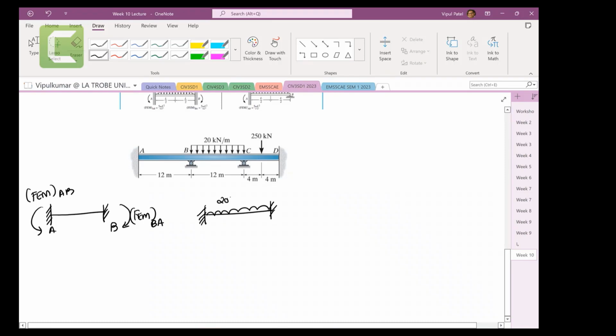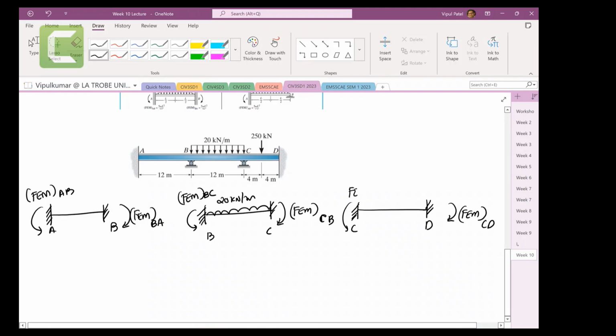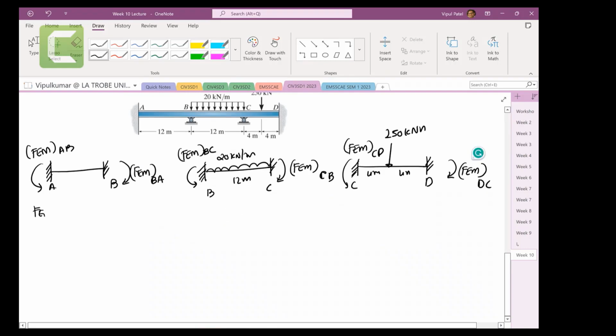And this one has a 20 kilonewton per meter. And this one is fixed end moments of, this is B and C, CB, fixed end moment of BC. And this one has a CD, fixed end moment of CD, and fixed end moment of this is DC, by the way, and this is CD, and the load is coming 250 kilonewton meters, 4 meters here, 4 meters here, 12 meters here. So in here, fixed end moment of AB equal to 0 because there is no load. Fixed end moment of BA equal to 0.